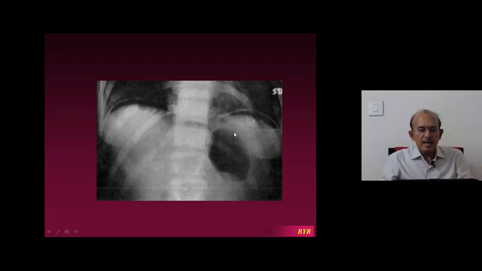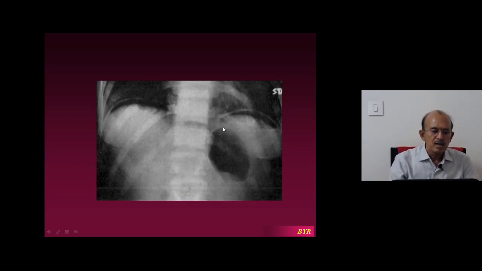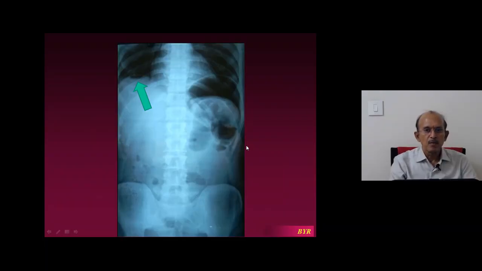That is why the air shadow is seen not just beneath the diaphragm, but a little below that. Or there is splenomegaly. When splenomegaly is there, the spleen will push the stomach downwards. So in this case, the patient has splenomegaly. That is why the stomach shadow is a little down. So we are seeing two crescentic air shadows under the domes of the diaphragm. So here also you can see a small shadow.